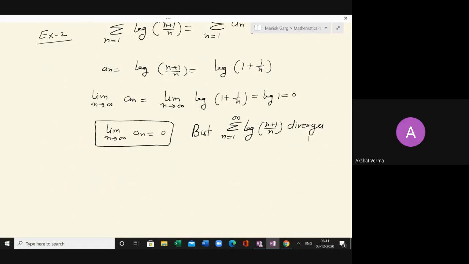Sir, in the second example, how are we able to say that it's divergent? We just proved that it's not convergent, right? Normally, if it does not converge, we write diverges. It is not convergent, it means it is divergent.